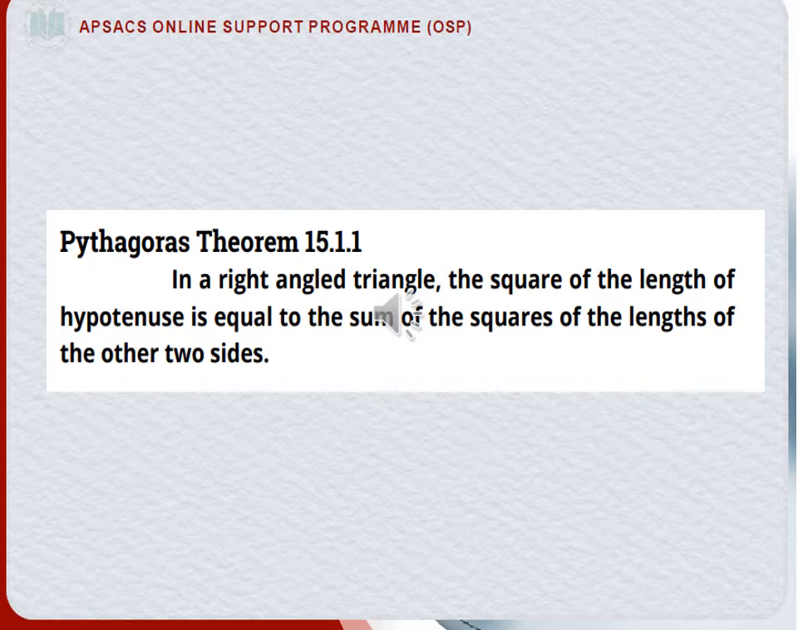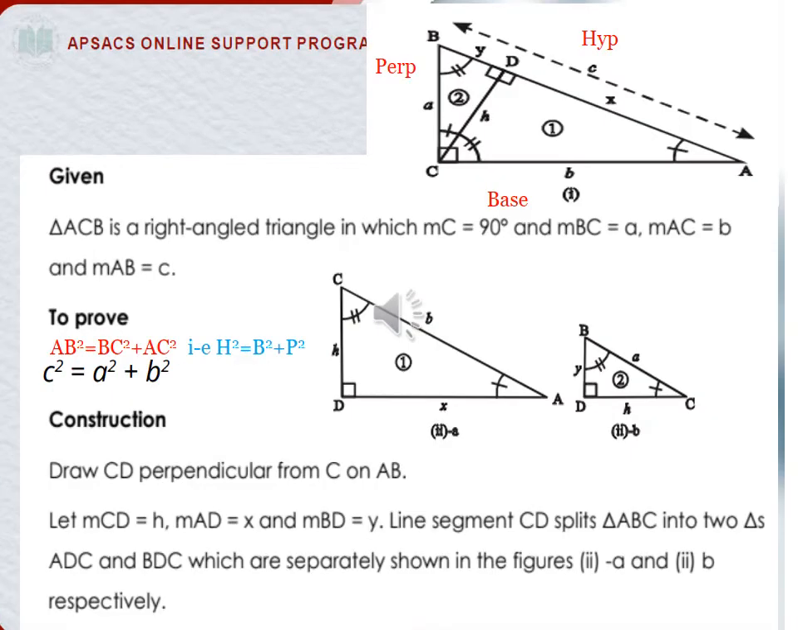Its statement is, in a right angle triangle, the square of the length of the hypotenuse is equal to the sum of the squares of the lengths of the other two sides. Dear students, a right angle triangle is a triangle in which one angle is of 90 degree. So ACB is a right angle triangle in which right angle is at C. Opposite side of angle A is labeled by small a, opposite side of angle B is labeled by small b, and opposite side of angle C is labeled by small c.